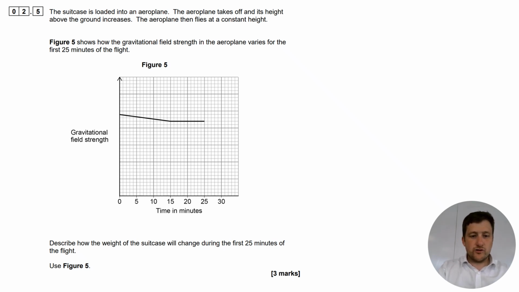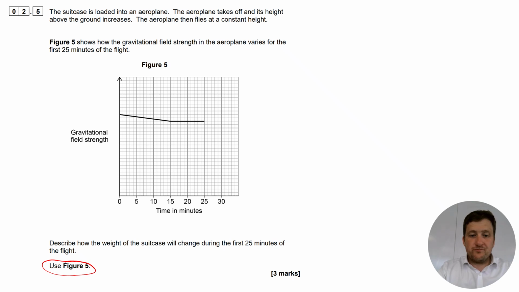Okay, this is a really good question, although it seems quite complicated, because you've got this graph and lots of information above it. If we go right down to the question, it says, describe how the weight of the suitcase will change during the first 25 minutes of the flight. You can look on the graph, it has time up to 30 minutes and the gravitational field strength. But crucially, it says use figure 5.